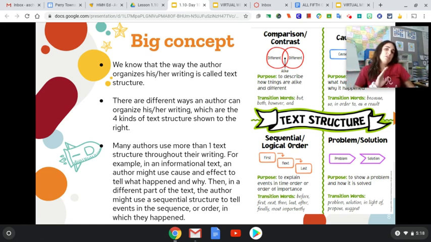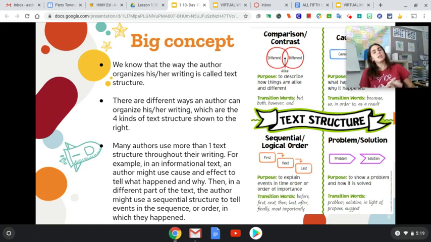So the first one, like we just said, was compare and contrast. Next we have cause and effect. The cause and effect structure is used to explain what happens and why it happened. We have some transition words like this happened because of this, or so, in order to, as a result. Our third is sequential or logical order. This explains events in time, time order, the order of importance. As you can see, we have some more transition words listed below there as well.